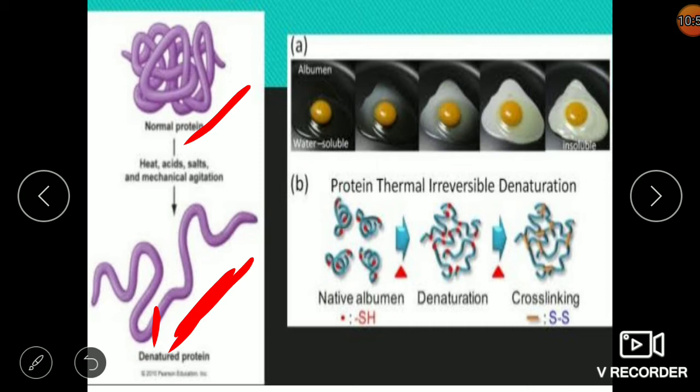Albumin is a protein present in egg. Now you see this liquid egg, okay? Here if you are applying heat, then what happens? The liquid part gets coagulated, okay? With application of heat, it gets coagulated. Sometimes the denaturation is reversible, but in most cases it is irreversible too, and it happens by these factors: heat, acid, salt, and other mechanical processes.